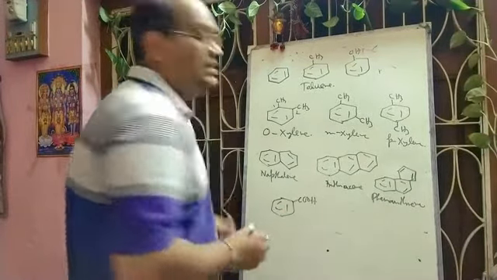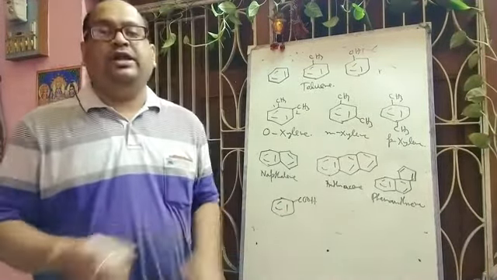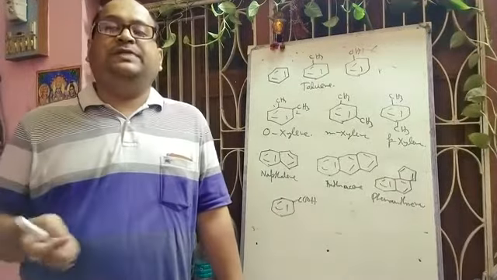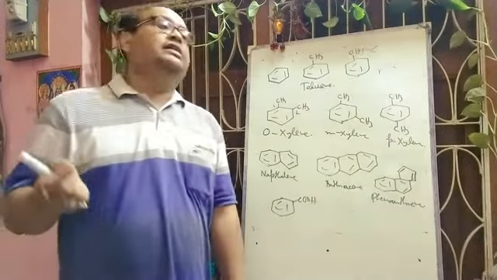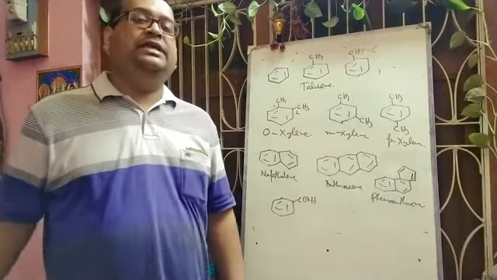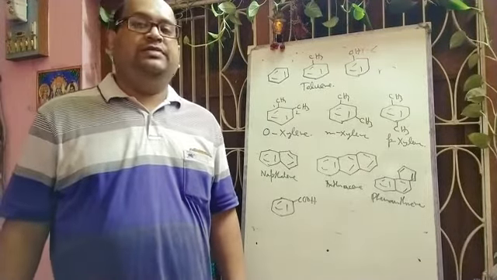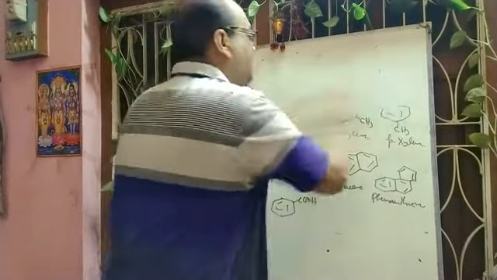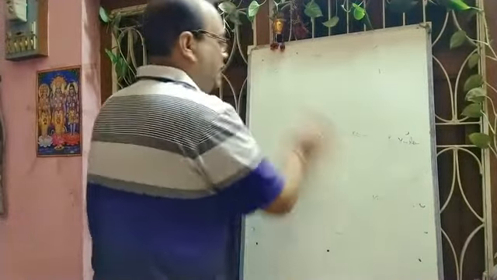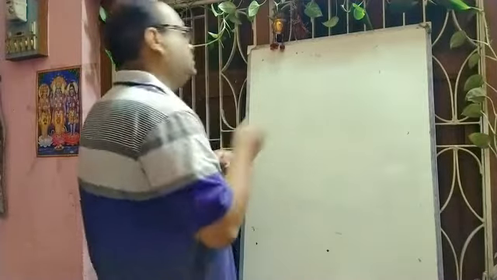All the lists are given in your book. You have to read thoroughly. If one aldehyde group is present on the benzene ring, it is called benzaldehyde. If one nitro group is present, it is called nitrobenzene. Next we will discuss some nitro compounds of the aromatic system. Suppose this one.